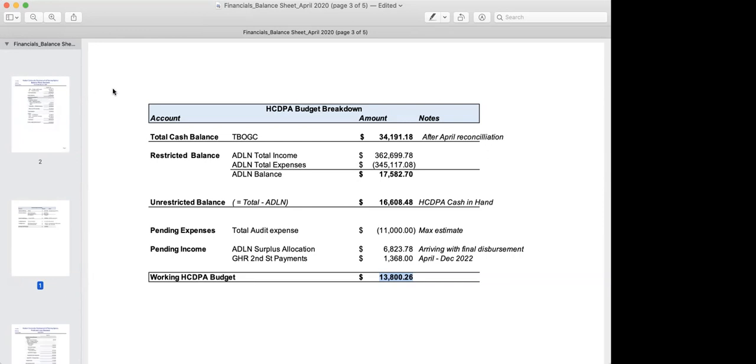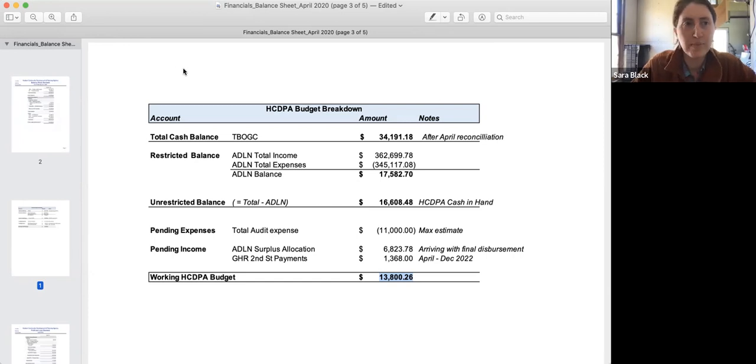Okay, then I think we can move on. As for our balance sheet, other than our cash balance, nothing else has changed. Okay.